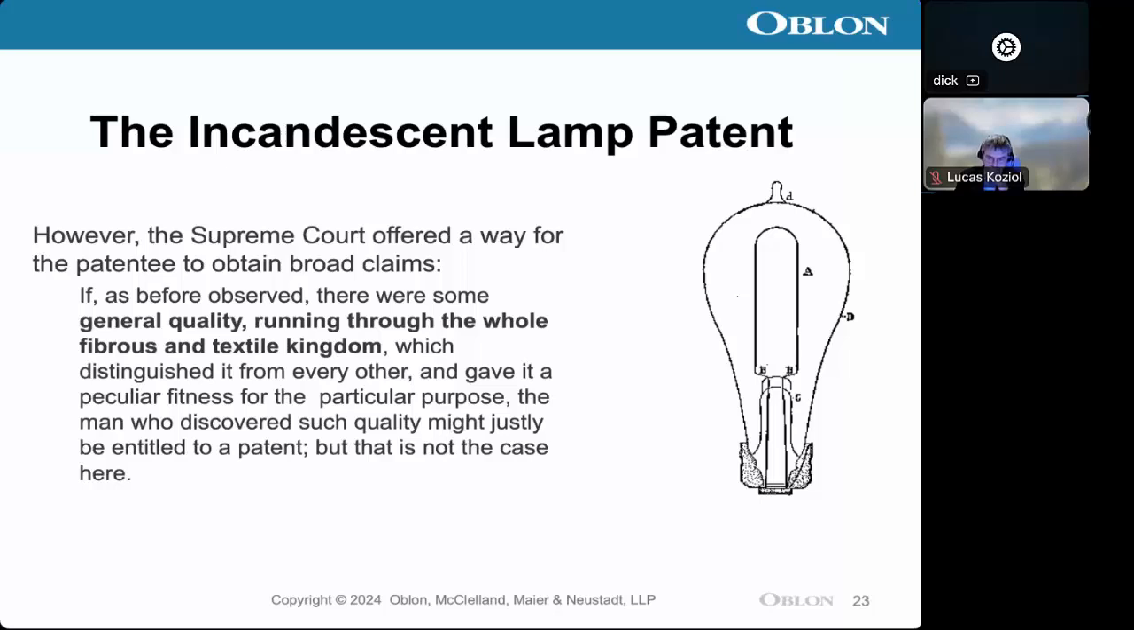Now, the Supreme Court did hold out that there might be a way for a patentee to obtain broad claims if he could describe some quality, general quality, that ran through the whole fibrous and textile kingdom, which would allow one to select such fibers without having to go through an extensive experimentation. And that might justify a broad patent. However, no such general concept was to be found in the incandescent lamp patent.